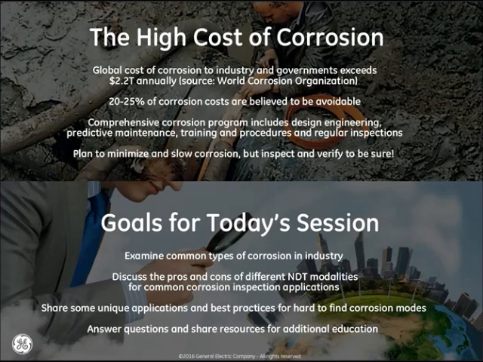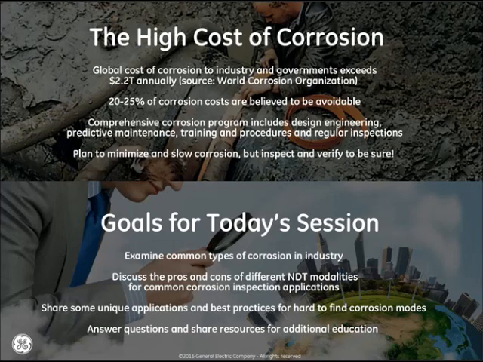The World Corrosion Organization has estimated the annual global cost of corrosion to exceed 2.2 trillion US dollars, of which 25% has been estimated to be avoidable. Many industries and companies have rigorous corrosion programs in place to minimize the progression of corrosion. A critical part of these programs is the inclusion of inspection methods to measure and monitor the extent of corrosion.